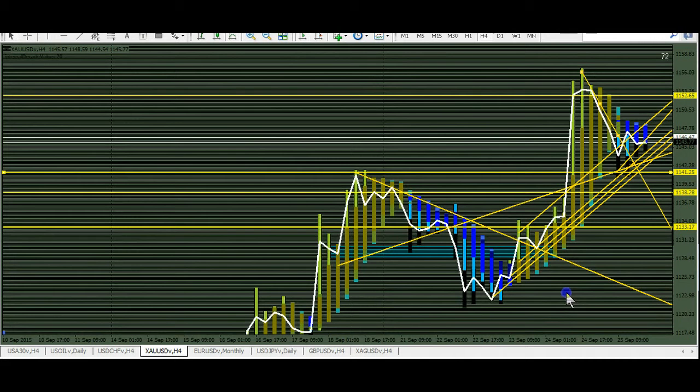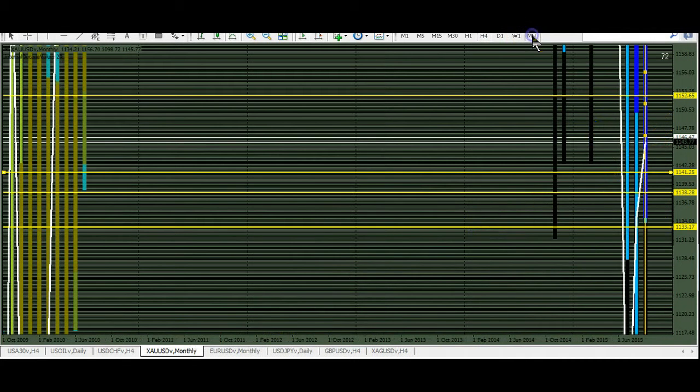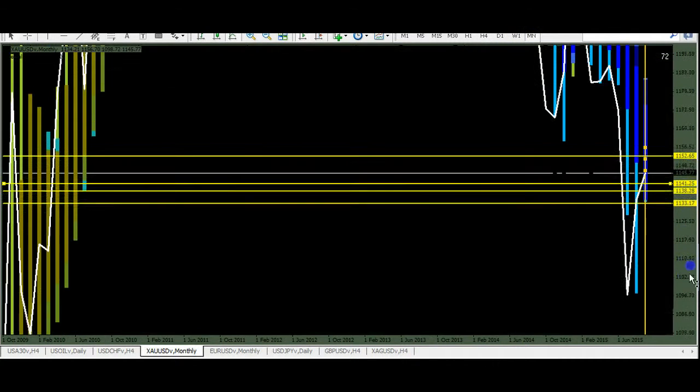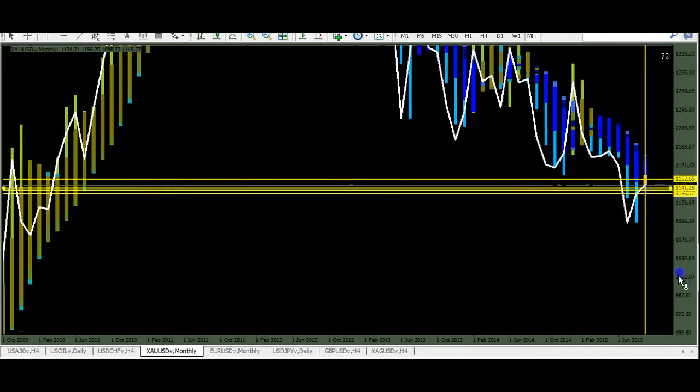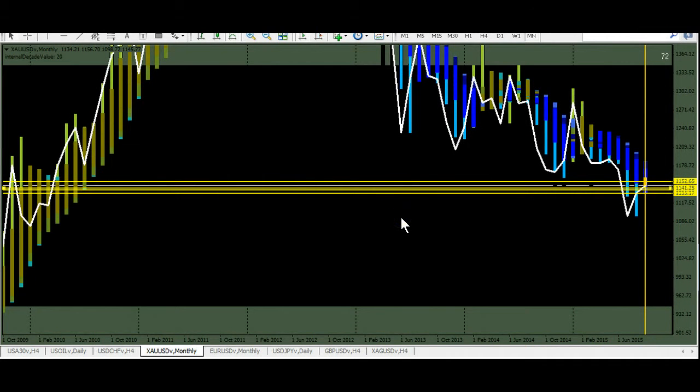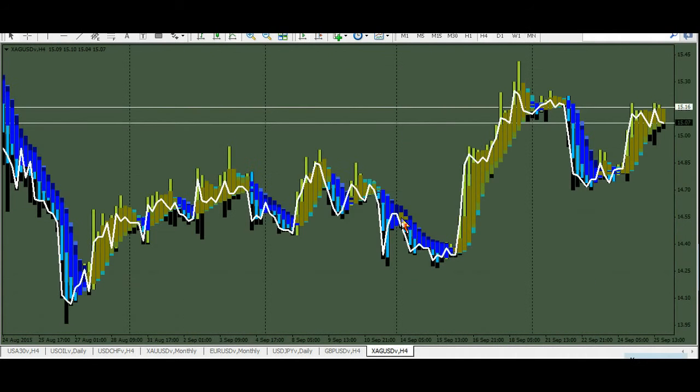Gold looks like it's smart. It's hunting down this monthly trend line. So this was the monthly trend line to beat. Jeez, I gotta delete some stuff here. This is the trend line to beat.